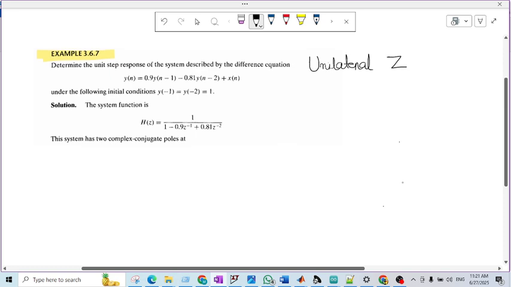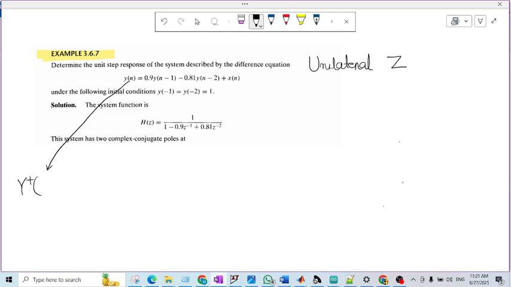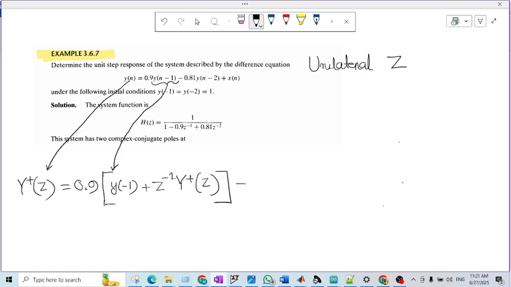So if I want to transform y[n], I have to write Y plus (z), then 0.9. If I want to transform y[n-1], first I have to write the initial condition y[-1], okay, and then z inverse Y plus (z). Then if I try to transform y[n-2], just observe the pattern.